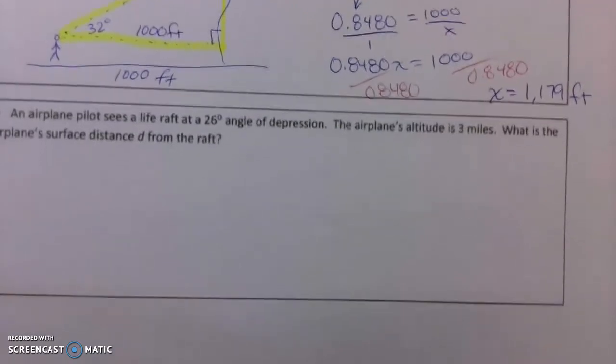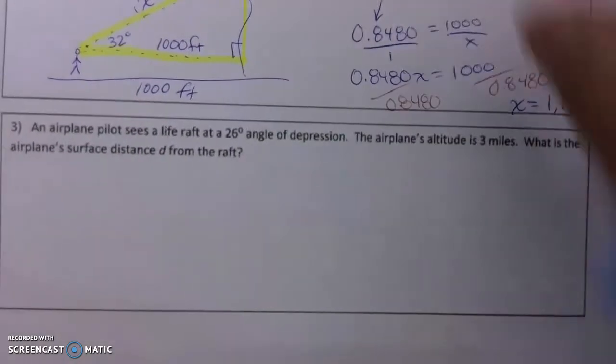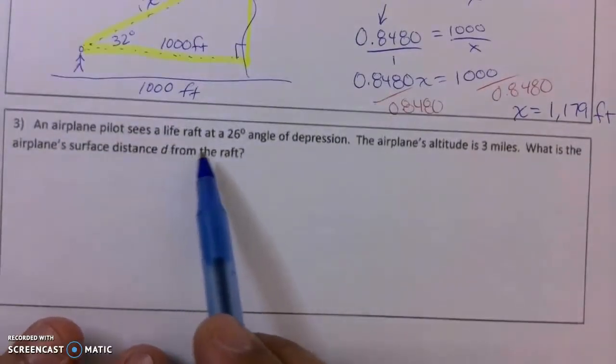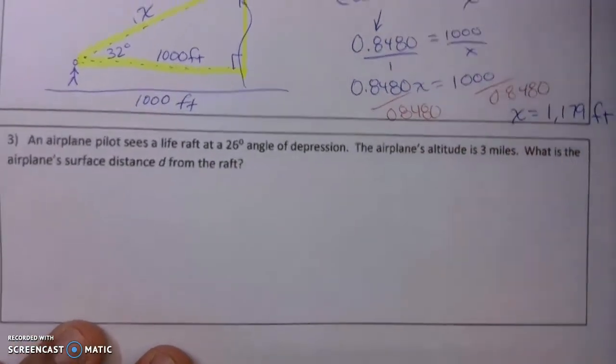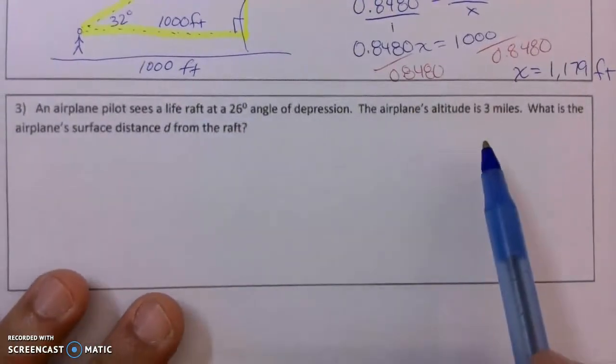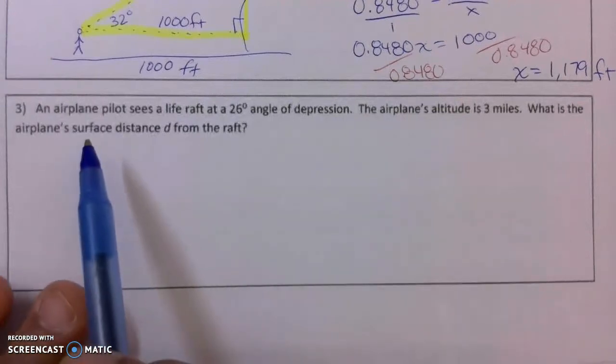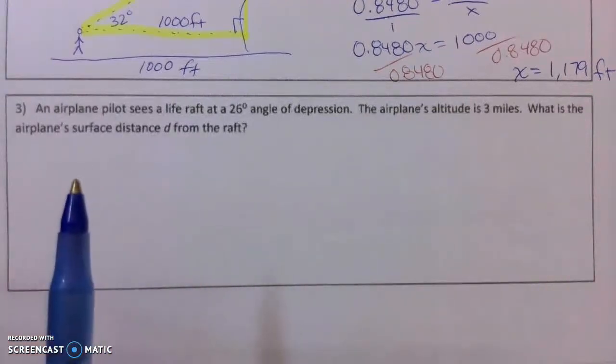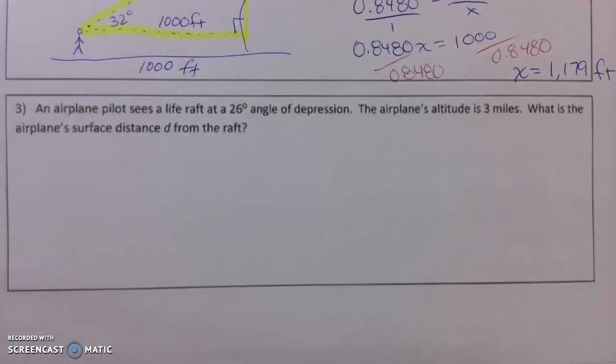Number 3. An airplane pilot sees a life raft at a 26-degree angle of depression. The airplane's altitude is 3 miles. What is the airplane's surface distance, d, from the raft? All right, let's try to draw this scenario.